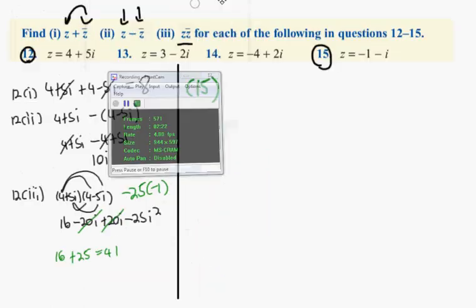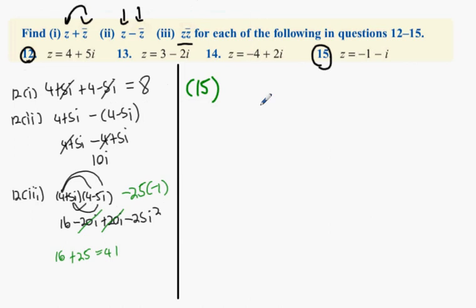And question 15, guys. You're once again given Z is minus 1 plus i. You're then asked for the conjugate. Please remember that when you're getting the conjugate, you only change the sign that comes in front of the i. It's technically minus 1i. So what does that mean for the conjugate? It means plus 1i.